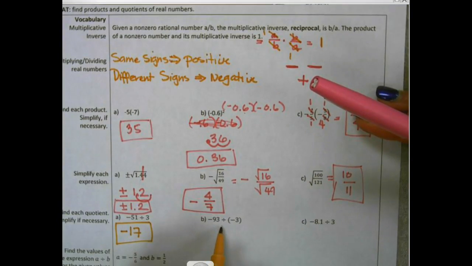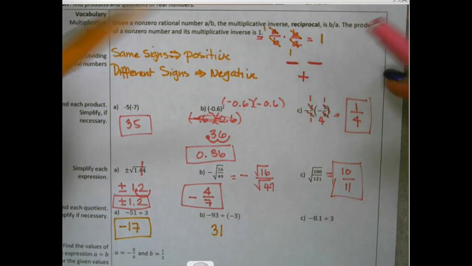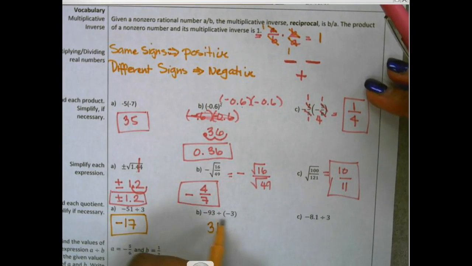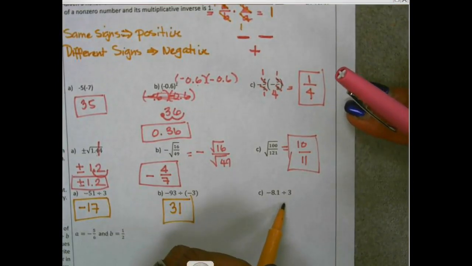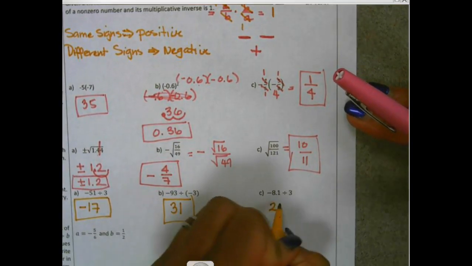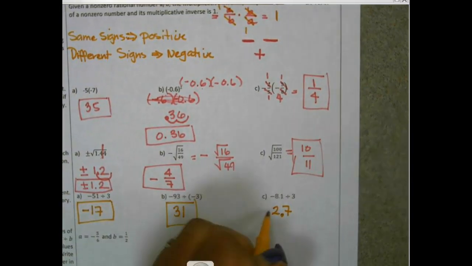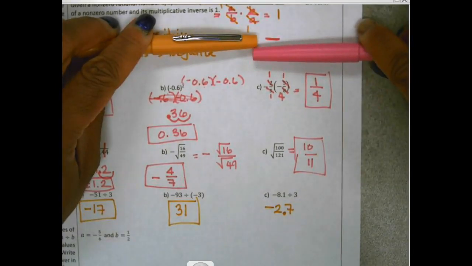Negative 93 divided by negative 3, trust my math, is 31. So I have a negative divided by a negative, which is positive. Are you sure? Yeah, I'm positive. And then I have negative 8.1 divided by 3, and that is a number, so I think it's 27, and then I'm with a decimal point there. Don't believe me? Use your calculator. I won't be offended, but I'm right. It's negative 2.7. Why is it negative for this one? Because I'm dividing a negative divided by a positive, which leaves me with a negative.